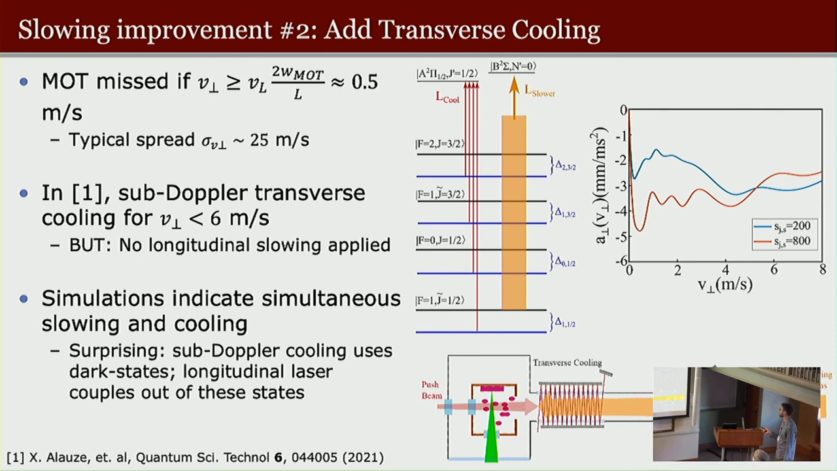And moreover, it works at different slowing intensities. As you increase your slowing intensity from this pretty low value here, this is the saturation parameter, to this higher value, you actually enhance your cooling, at least in some configurations. So in principle, this should work.